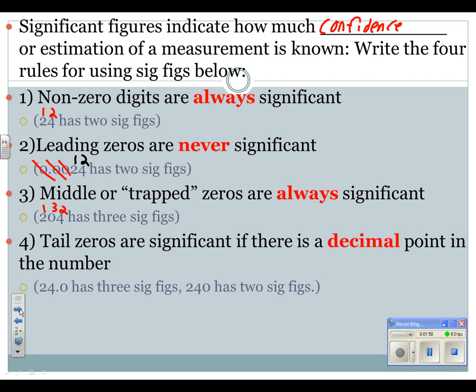Number 4, tail zeros are significant if and only if there is a decimal point in the number, because it's saying you actually measured to the tenths, the hundredths, the thousandths. It's telling us you went that far in your measurement. So 24.0, you have 2 sig figs, then you have a decimal, so everything after it should be good. So there's your 3 sig figs. The 240, you have a 2 and a 4, then there's a 0 with no decimal place. So that one you only have 2 significant figures. That's the one that confuses people. The decimal is very important when looking at sig figs, especially with tail zeros.